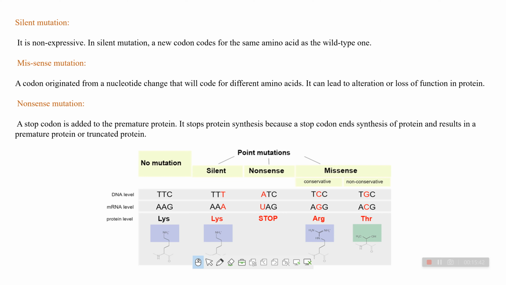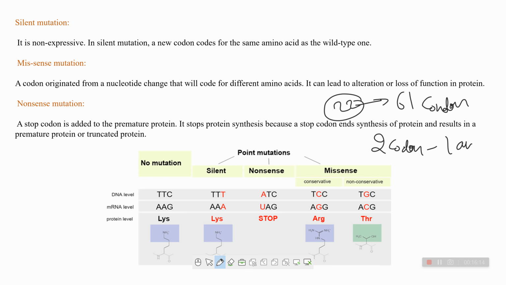The next mutation is silent mutation. Silent mutation means, in codons there are 22 amino acids, right? You already know there are 22 amino acids coded by 61 codons, right? Which means there are several codons, like two codons that code for one amino acid. Some have three codons that code for one amino acid, right?